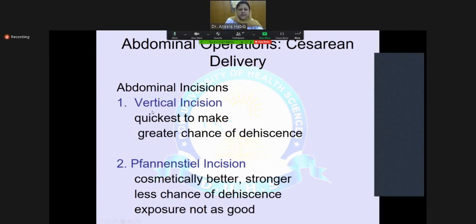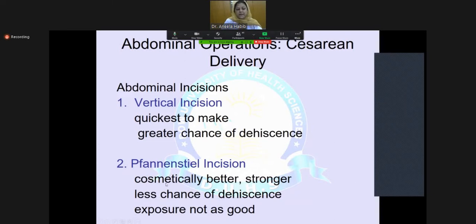So that is a vertical incision in the abdominal wall, which can be given for quicker delivery of the baby. But that incision carries a greater chance of post-operative dehiscence or rupture. And this is a Pfannenstiel incision, which is a normal transverse incision given in the abdominal wall, in the lower crease of the abdominal wall.